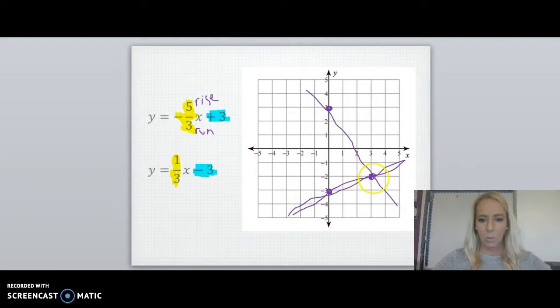So as you can see, both of these equations intersect at the ordered pair positive 3, negative 2. So our final answer is positive 3, negative 2. So this ordered pair satisfies both equations.